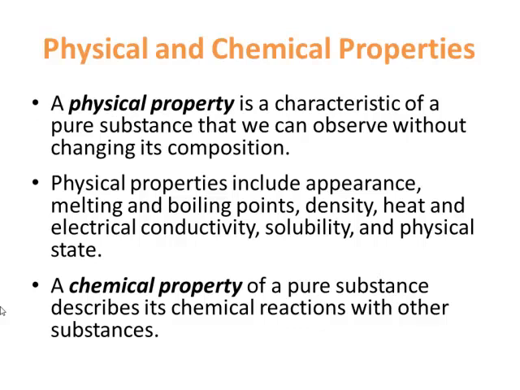A chemical property of a pure substance describes its chemical reactions with other substances. Another way I like to say it is that a chemical property is how matter interacts with other matter. Gasoline in your car interacts with oxygen in the air to burn, to produce light and heat and energy. So that's a chemical property of gasoline.